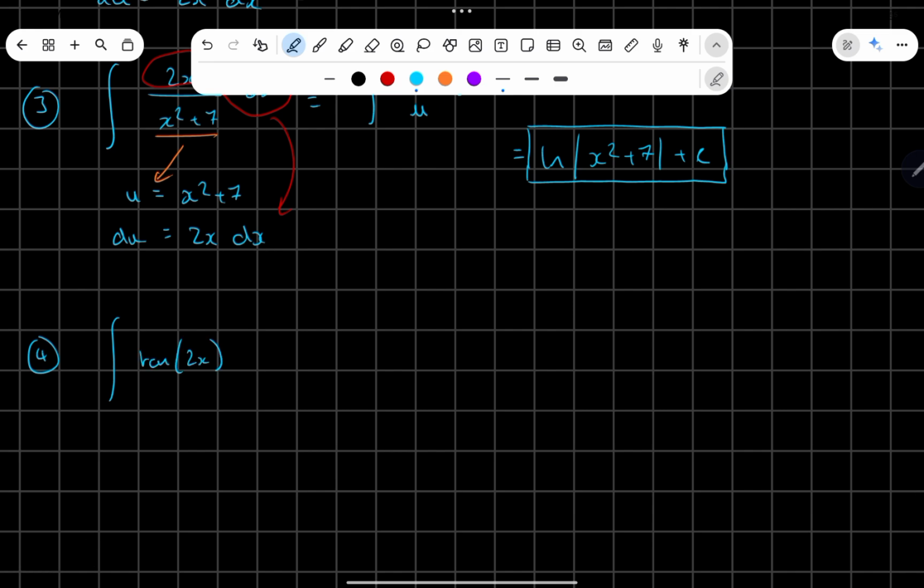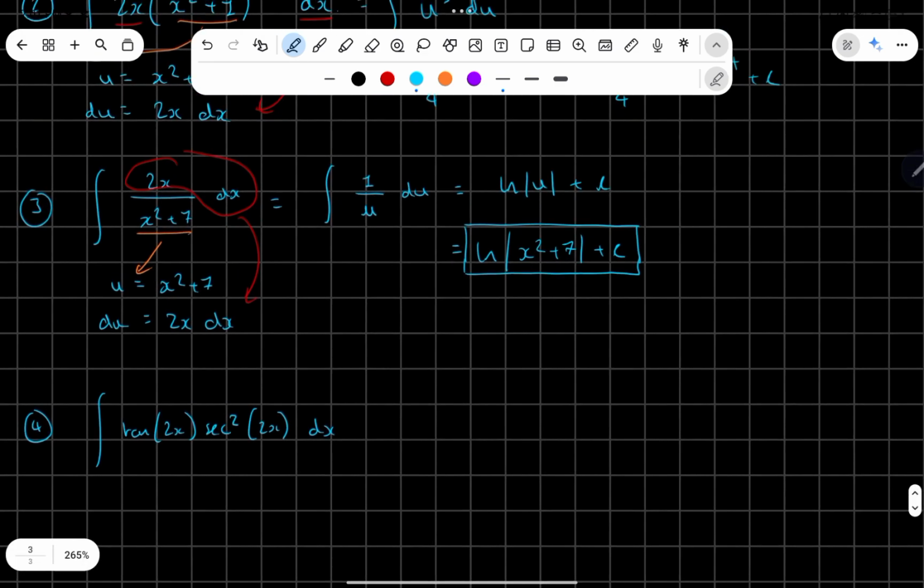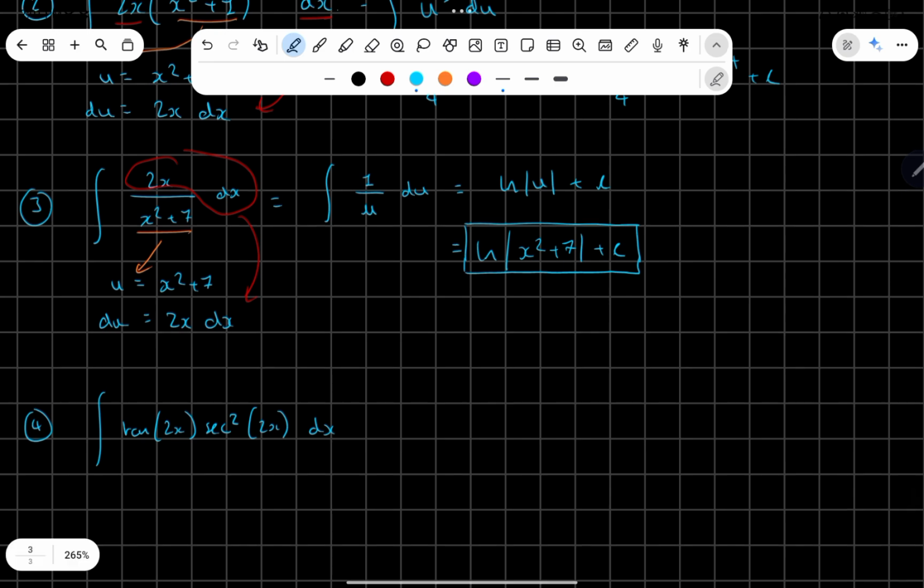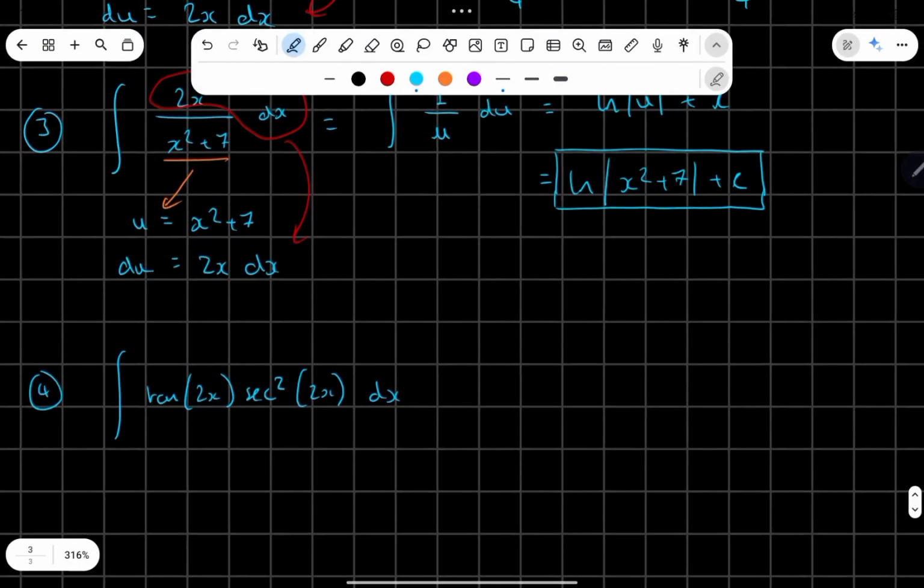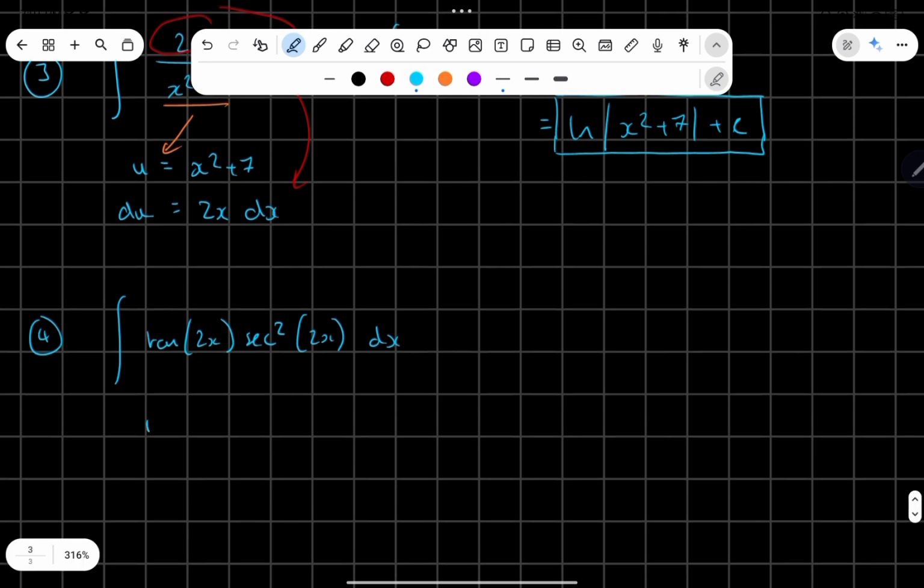Tan 2x sec squared 2x dx. Okay, now again, a u sub will be helpful in this question because the derivative of one component is multiplied to dx, and that component is tan 2x. The derivative of a tan is sec squared, and we are multiplying by a sec squared. So let's see what happens when we do u is equal to tan 2x, and then take the derivative.